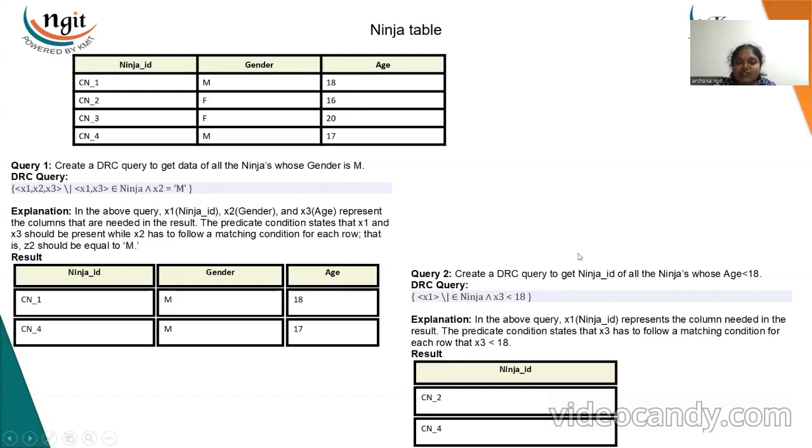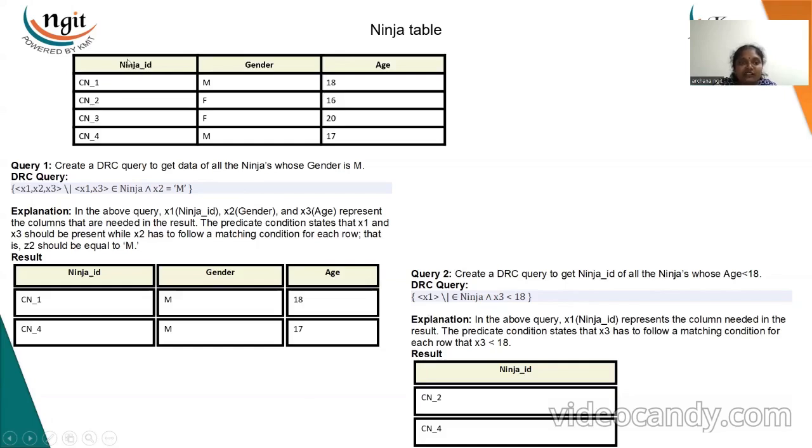Now let us look at the next DRC query. Now I wanted to retrieve ninja IDs of all the ninjas whose age is lesser than 18. Lesser than 18, you have 16 and then 17. Only these two records are going to be retrieved. So I'm interested to retrieve only IDs of the ninjas.